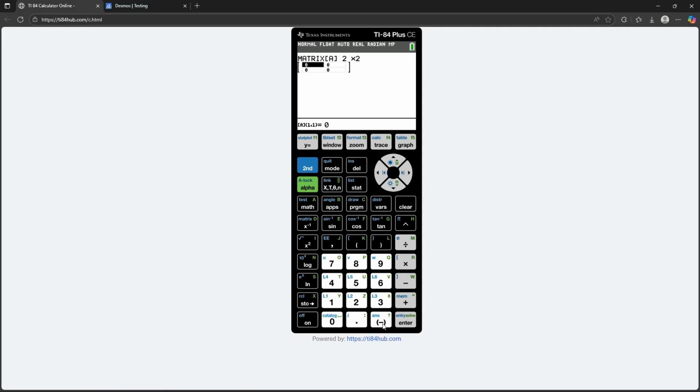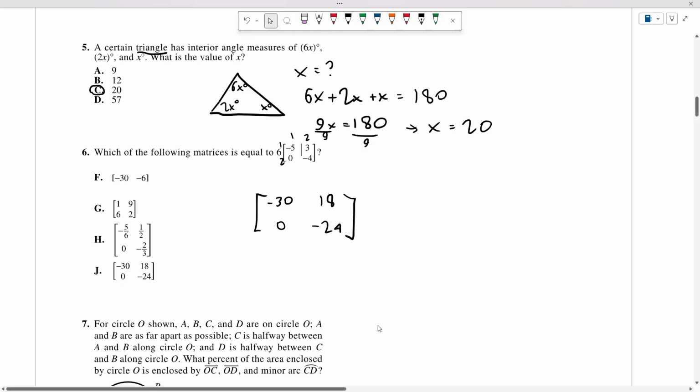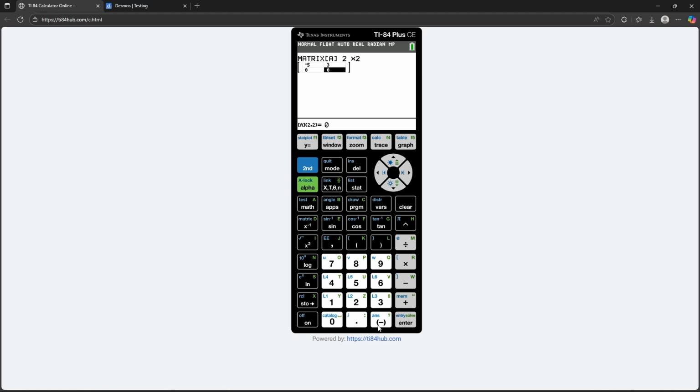Oh, make sure you use a negative sign. That might give you trouble sometimes. If you use the minus operation up over here on the right, that's going to give you an error, okay? So negative 5, 3, 0, and negative 4, okay? And I'm going to save this.